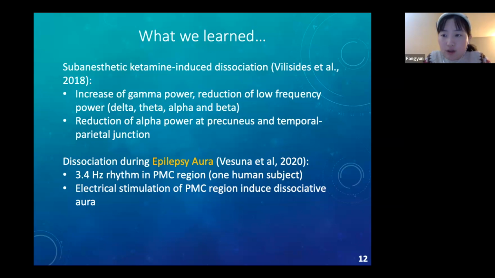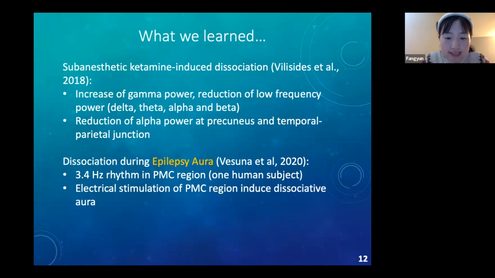Here is a summary of the two studies. From the 2018 study, we learned that the increase of gamma power and the decrease of low frequency power are the EEG signatures of subanesthetic ketamine-induced dissociative experience. And the alpha power reduction in the precuneus and the temporal parietal junction may be the potential mechanism for ketamine-induced dissociation.